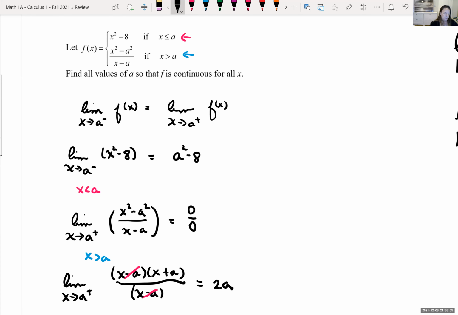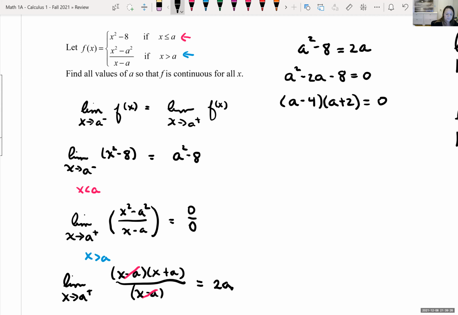So for the limit to exist, we know that a squared minus 8 must equal the same thing as 2a. Let's solve for a there. Let's get 2a on the other side. We would have a squared minus 2a minus 8 equals 0. It's quadratic. We can factor this. There's two numbers that multiply to negative 8 and add to negative 2. So a minus 4, a plus 2 equals 0. So this tells me a is equal to 4, or a is equal to negative 2.